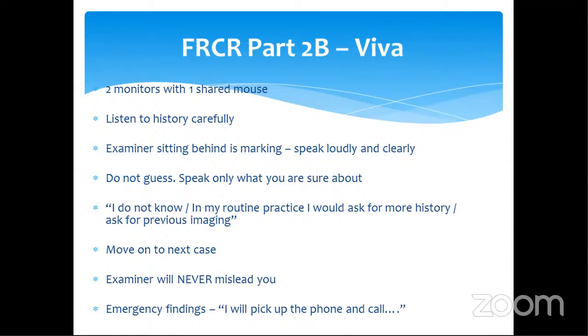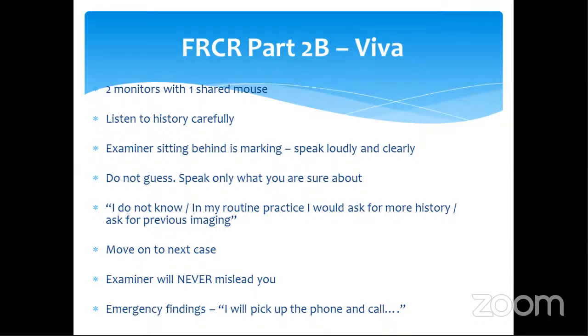So it's important that you speak loudly and clearly because it's important that the examiner who is sitting behind you hears your answer well. Do not guess. If you are not sure, then say that you do not know and just move on to the next case. Trying to guess the answer is the worst thing which you can do.